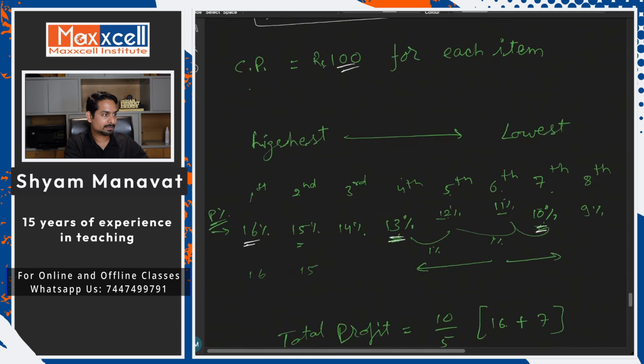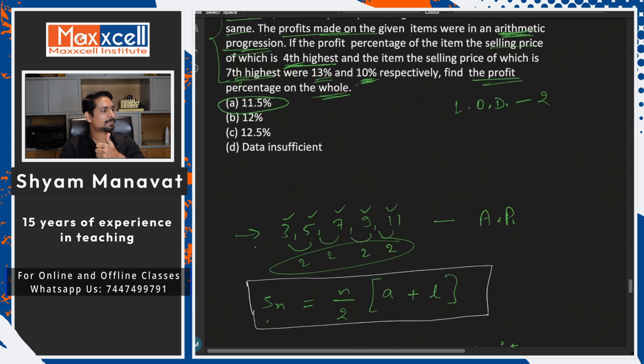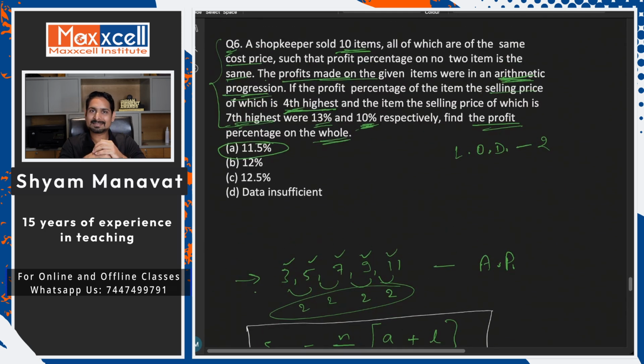to identify the profit percentage like this, that the fourth highest is 13%, the seventh highest is 10%, then how to calculate the profit percentage for the remaining items. That's where you have to apply a little bit of brain. Rest everything is fine. So not hard, it's moderate. Yes, fine. Okay, let's see the next question.